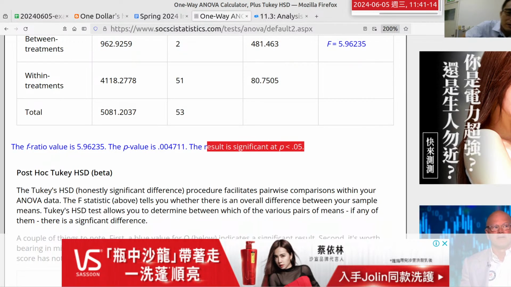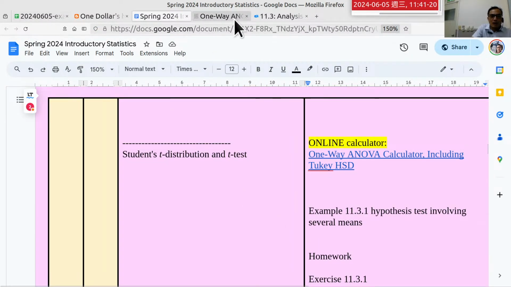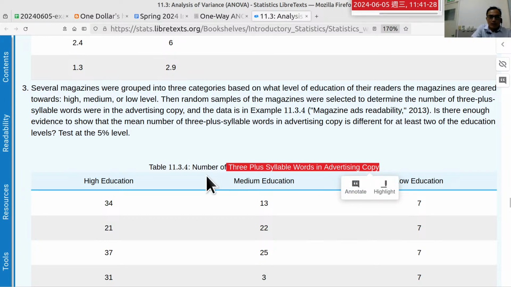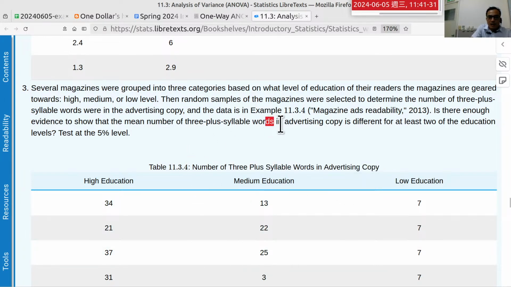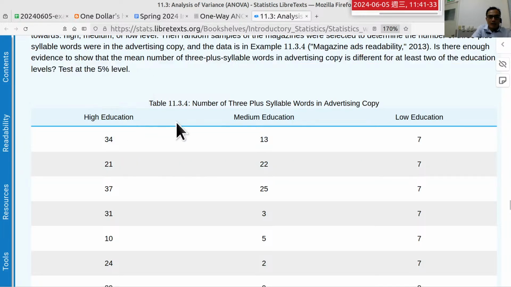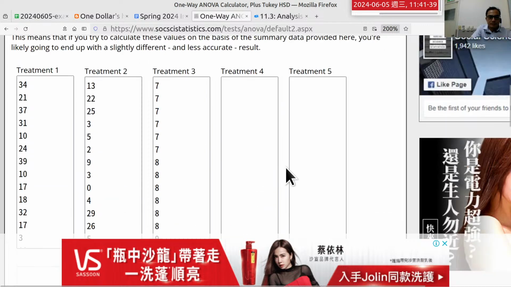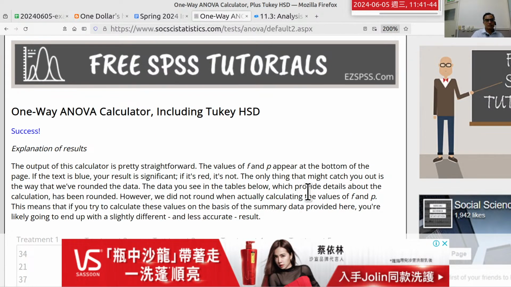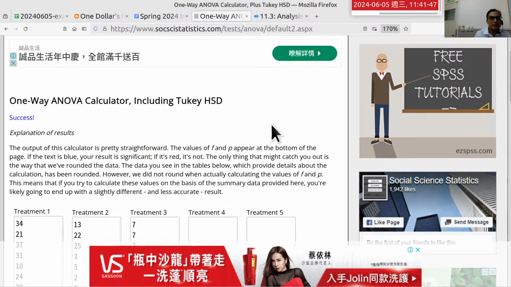From the magazine, they have 3 groups of their readers, and we know after our calculation, the number of 3+ syllable words in advertising copy, we know they are different, from higher education, middle education, and lower education. Okay, so please do this part. And take a screenshot of it, copy paste to your website.